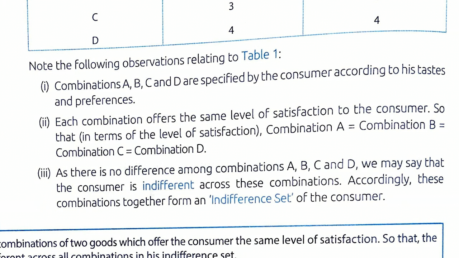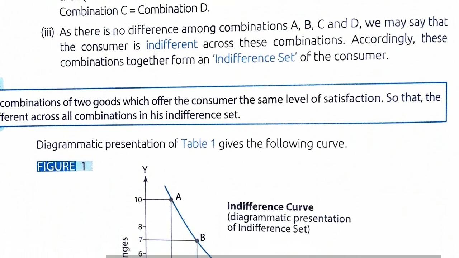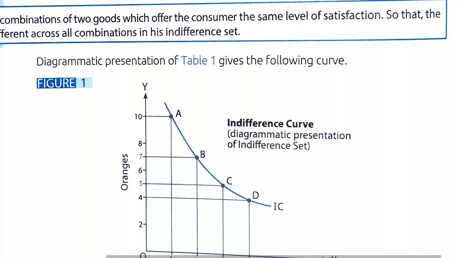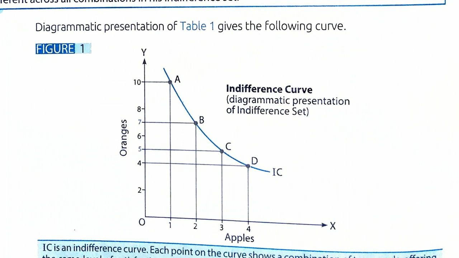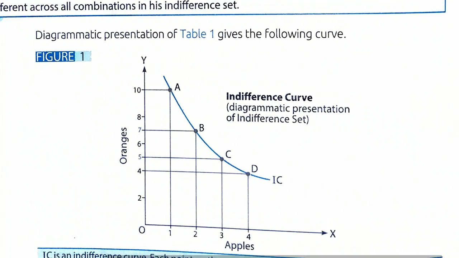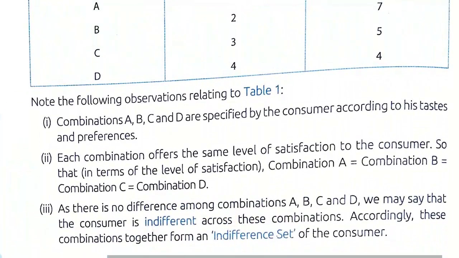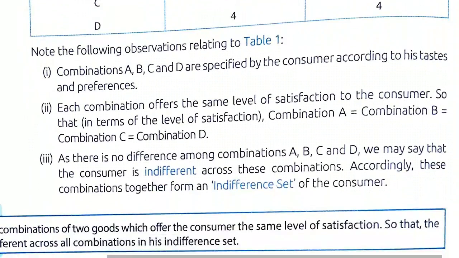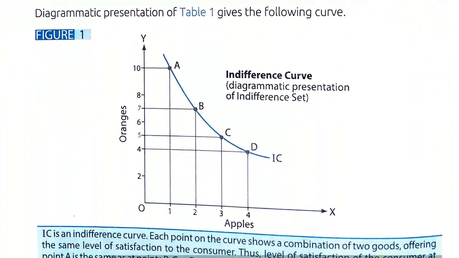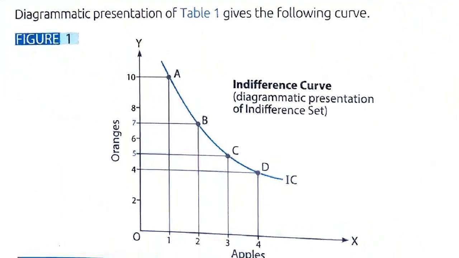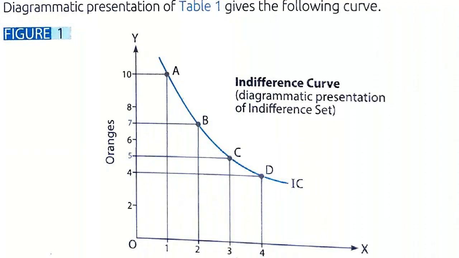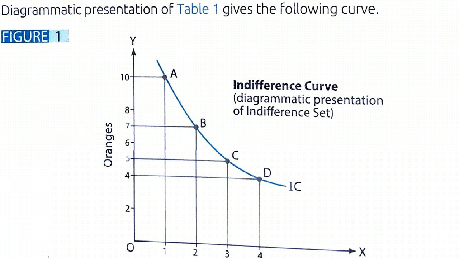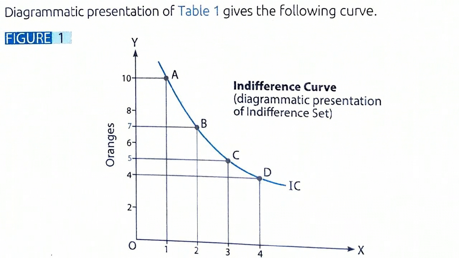So since there is no difference between the combinations, it is called indifference set. Now come to this figure. On the basis of that table or indifference set, we can convert this particular table into a graph which is shown below. So in this graph, table 1 is converted into a curve. This curve is called indifference curve.